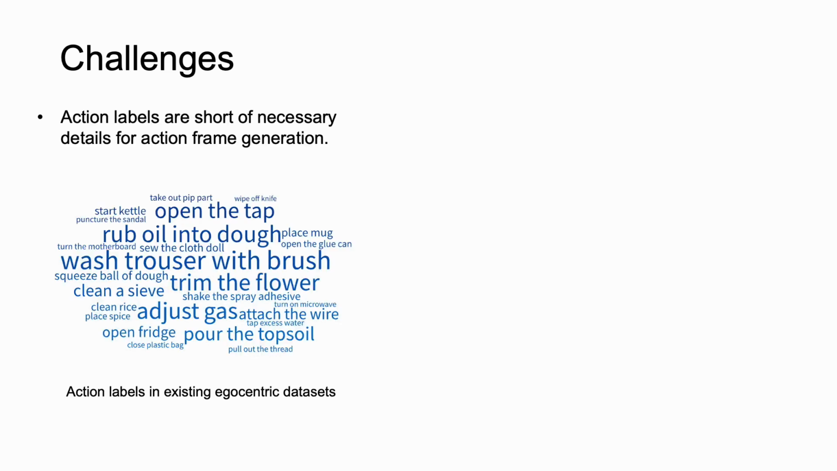There are two main challenges in this problem. First, the action labels in existing egocentric datasets are composed of only a verb and nouns. They are too high level and lack the necessary details for generative models to understand the actions correctly, and more detailed action descriptions are needed.